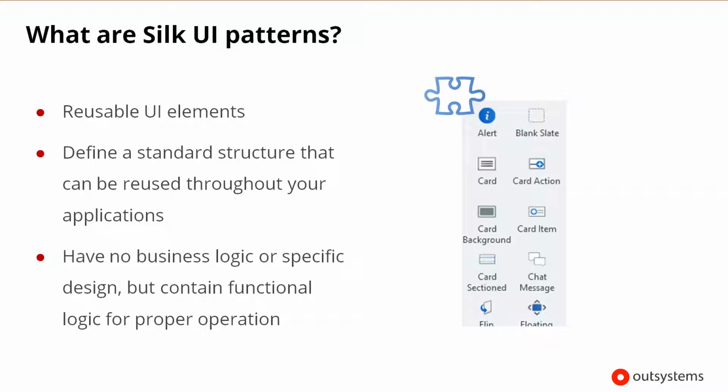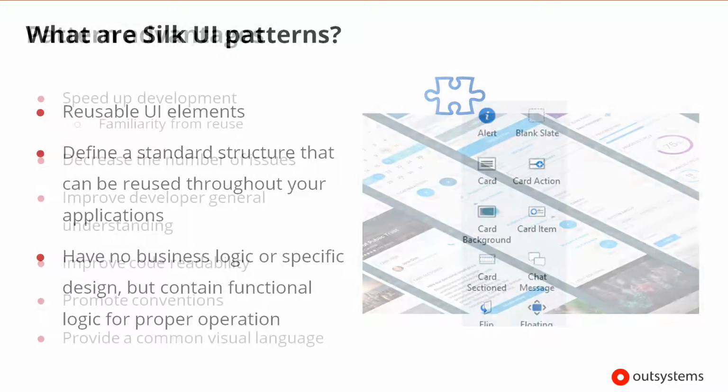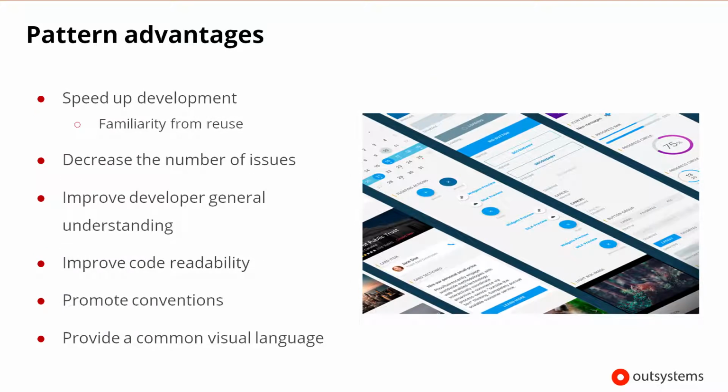Each SilkUI pattern is different and has different and specific functionalities. These blocks should therefore restrict themselves to what is required to make the pattern work. They should not include business logic or specific design elements such as colors or typography. By leveraging and reusing these patterns, you can greatly speed up the process of developing enterprise applications. As an individual and a team, developers become familiar with these patterns and therefore make fewer mistakes as they're developing.